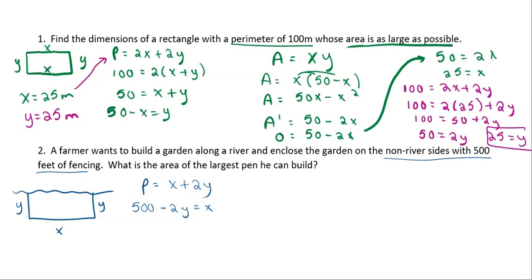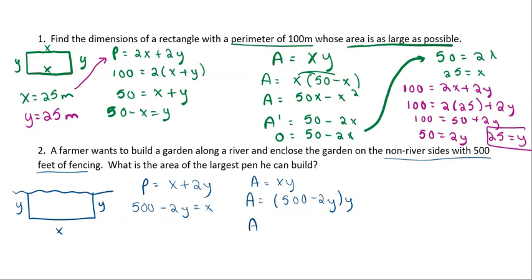So now we can use our area formula because after all, it says what is the area of the largest pen he can build. So here we go. Area is length times width. The area doesn't change by the fact that it's along the river. It's still length times width to figure out area. Now this time we know that x is 500 minus 2y. There we go.